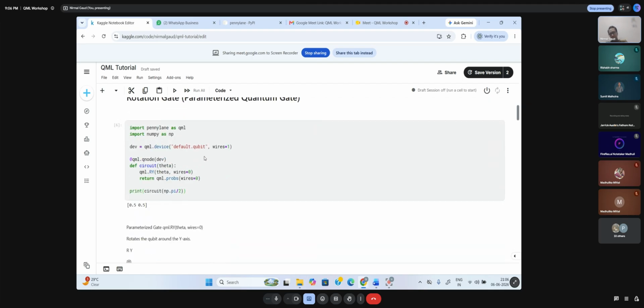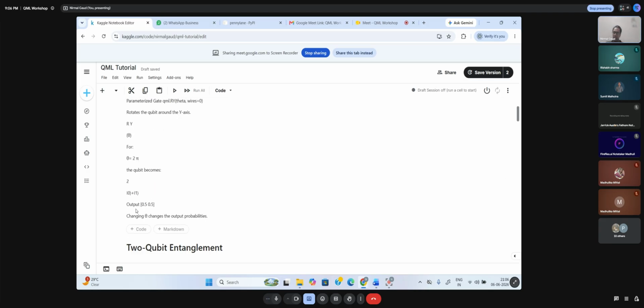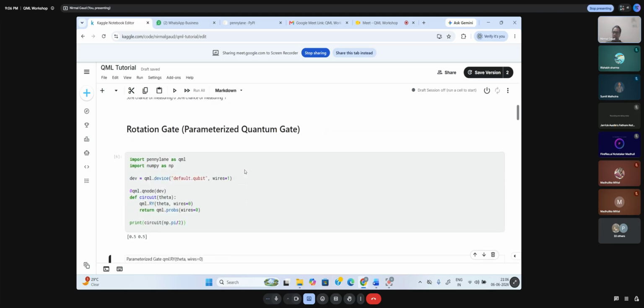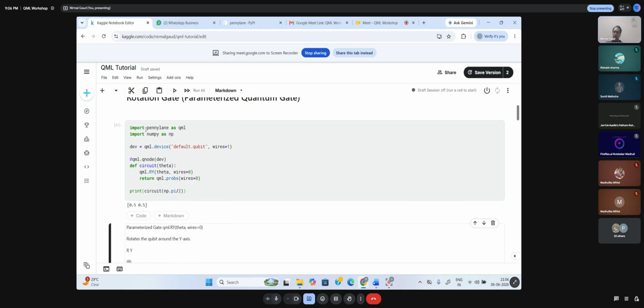Rotation gate. Okay, change the gate. Instead of Hadamard, take the rotation gate. Still, we are having 50-50% chances. Still, the output is 50-50% chances only. What I did in this particular code, I'm taking PennyLane, I'm taking NumPy, I'm defining the quantum circuit.